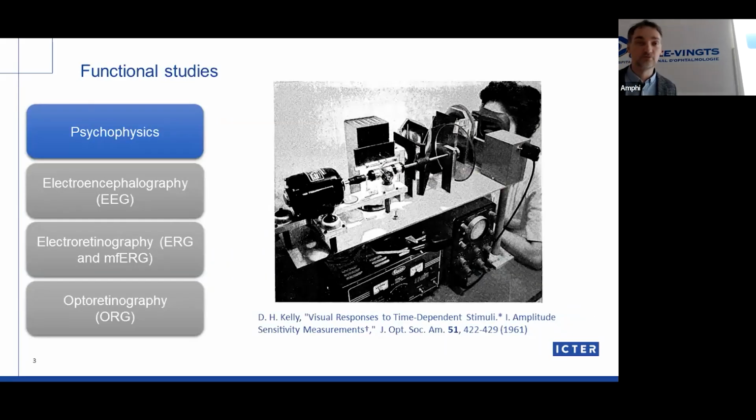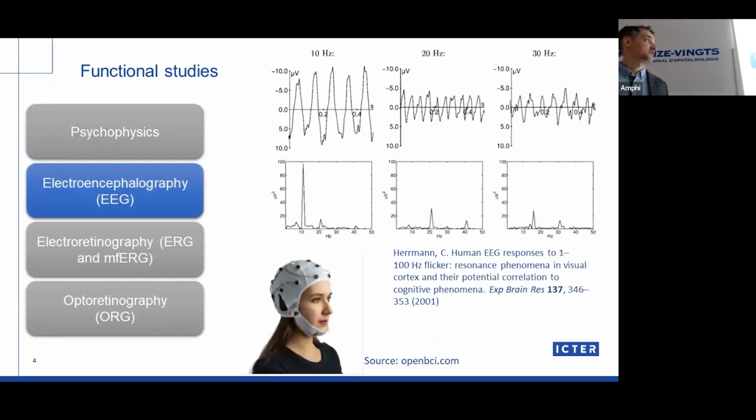So there are multiple ways to obtain functional information. There is psychophysics, which is subjective, and in these measurements, the person is asked if she sees some phenomenon, for example, flickering light, and the intensity of this flicker is changed up and down until the threshold is found. There is electroencephalography, so measurement of the brain waves.